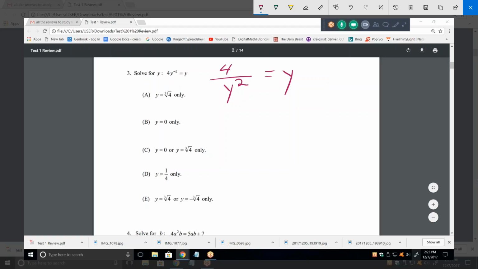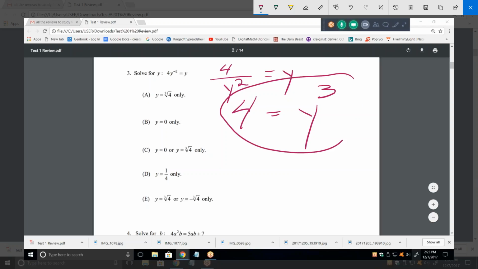Now, next step. Subtract y to both sides. You got a variable in a denominator. You don't like that. How do you get it out of the denominator? Multiply each side by y squared. What's that give you? Y cubed equals 4. Now how do you solve for y? Take the cube root of both sides. So what's the answer? Cube root 4. Which letter? A.